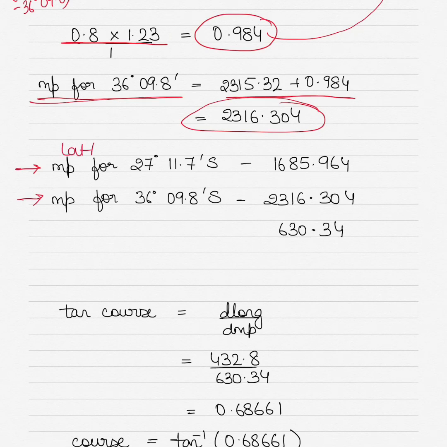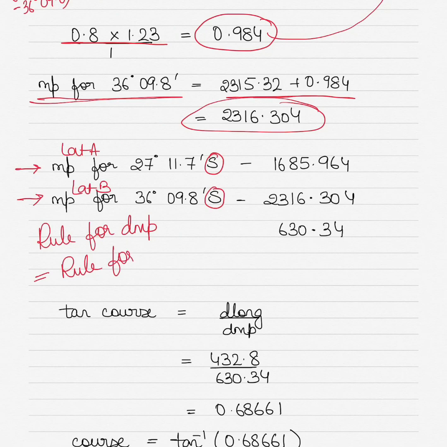So now that I've got my MP values for 27 degrees 11.7 and 36 degrees 9.8 minutes, this is latitude A and this is latitude B. Both are south. So the rule for calculating DMP, the difference in the meridional parts, is the same as the rule for DLAT. That means if they are same names, you will subtract one from the other. Of course, you will subtract the smaller number from the bigger number.